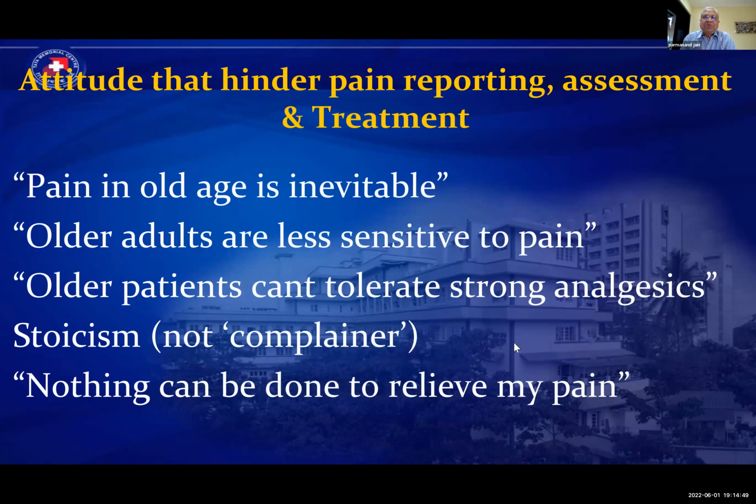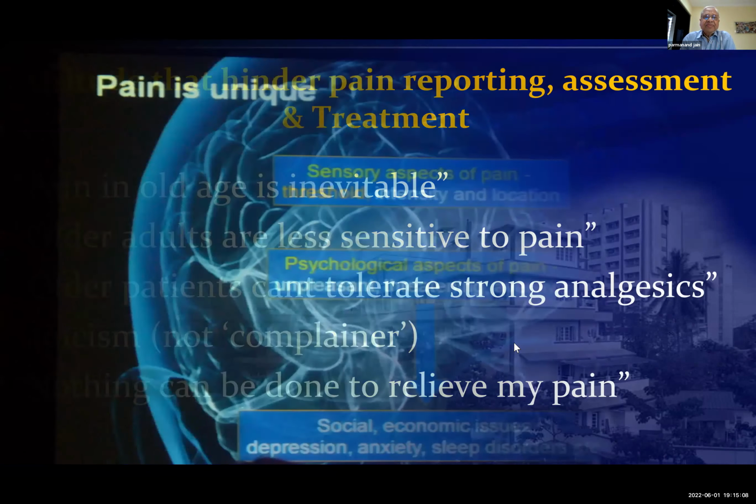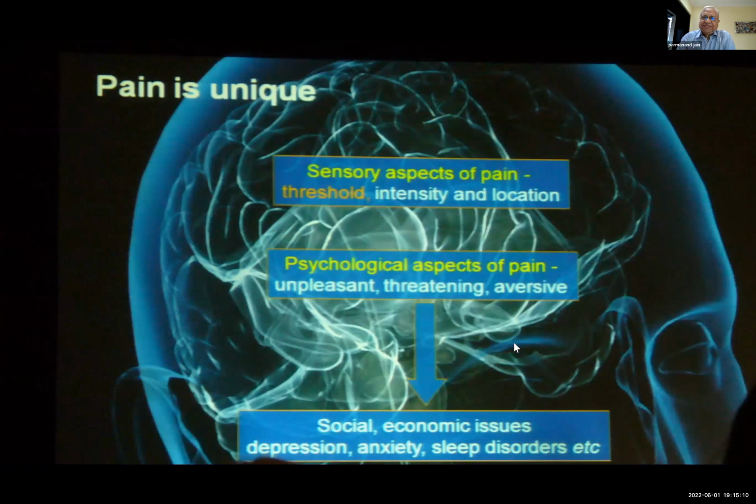Attitudes that hinder pain reporting, assessment and treatment are: pain in old age is inevitable, older adults are less sensitive to pain, older adults cannot tolerate strong opioids, and nothing can be done to relieve their pain. So all these things are going on that lead to all the barriers to effective pain management.